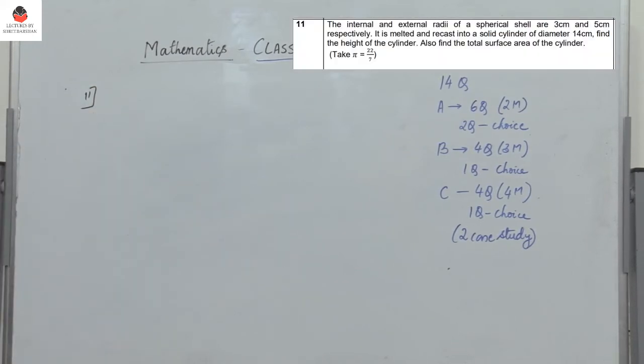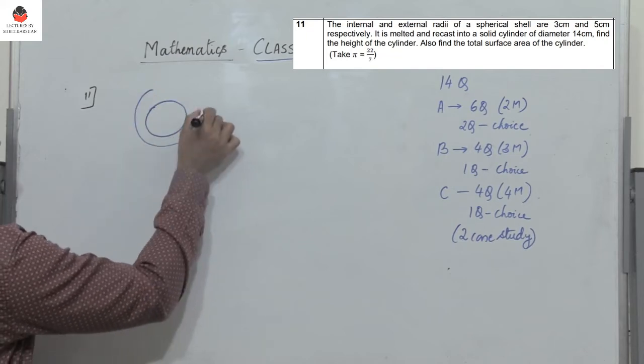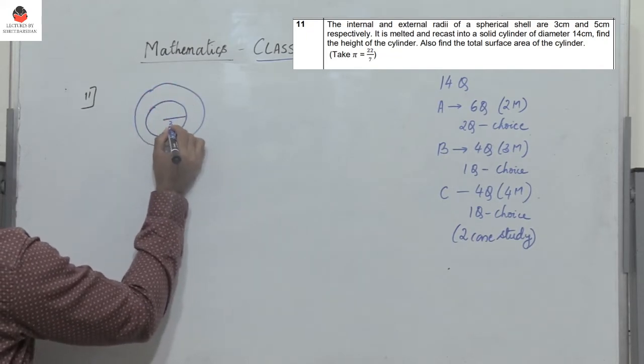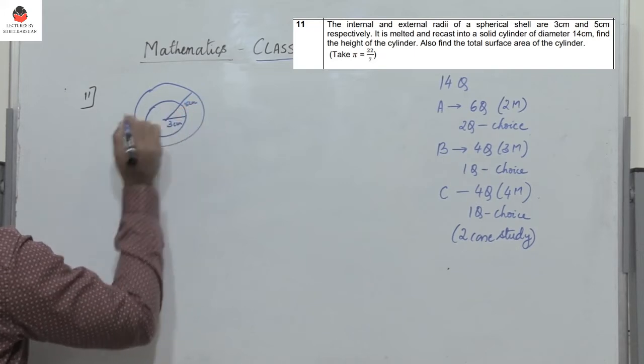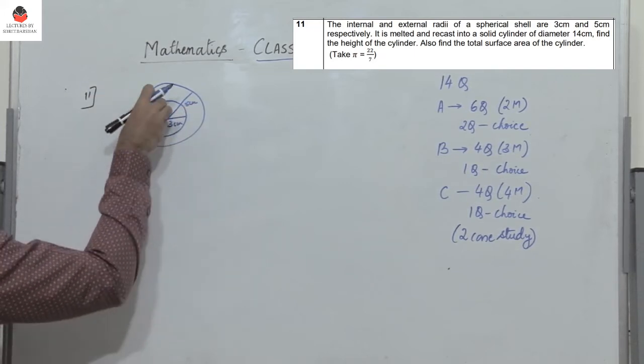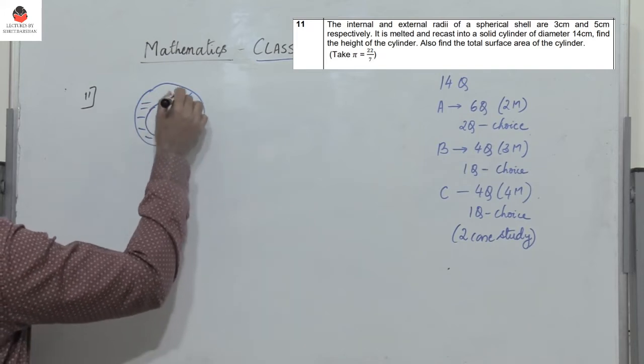Question 11. The internal and external radii of a spherical shell are 3 centimeters and 5 centimeters respectively. So you have a spherical shell. The internal radius is 3 centimeters and the external is 5 centimeters. So inside is hollow. Therefore I need to find the volume of this spherical shell.